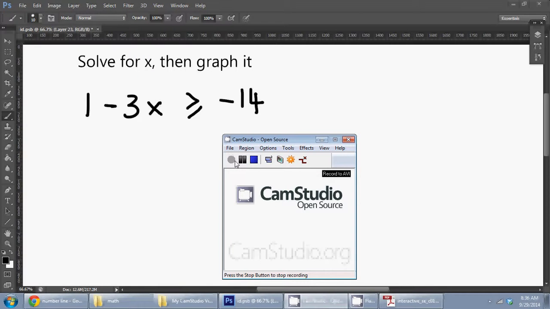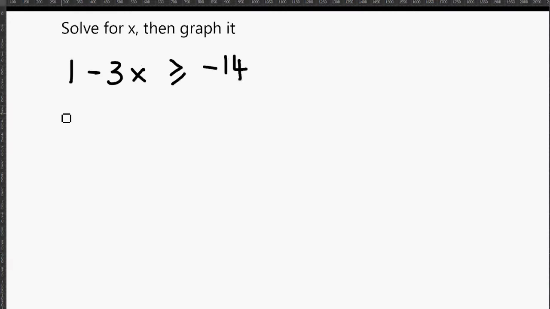Here's the next example in section 1.6. We're going to solve for x and then graph it. This problem says 1 minus 3x is greater than or equal to negative 14.